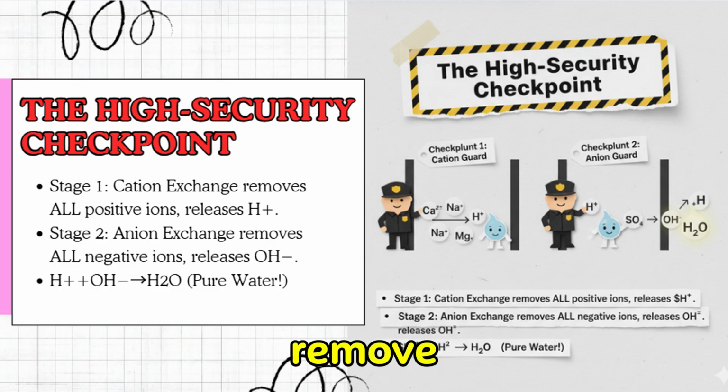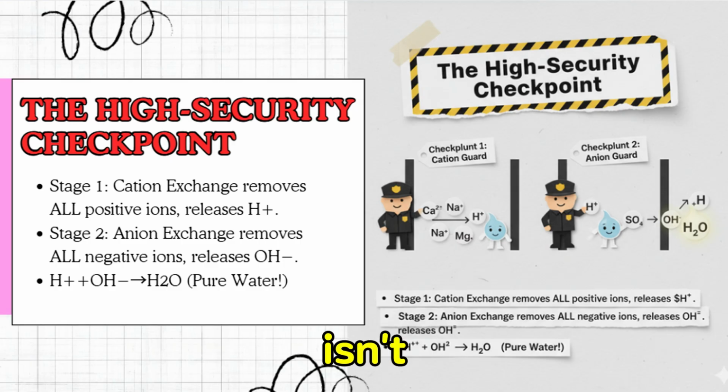Her job is to remove all the negative ions, like chloride, sulfate, and bicarbonate. In exchange, she releases hydroxide ions, or OH-. So what do we have in the water now? Just a bunch of H+ ions and OH- ions. And what happens when they meet? They combine to form pure, simple H2O, water.